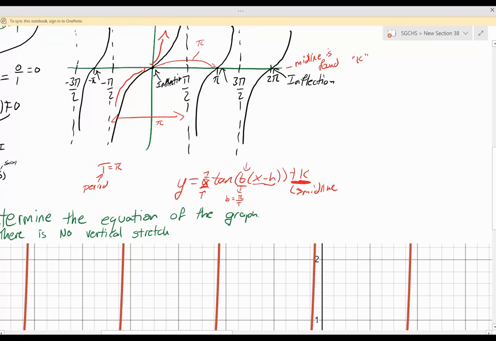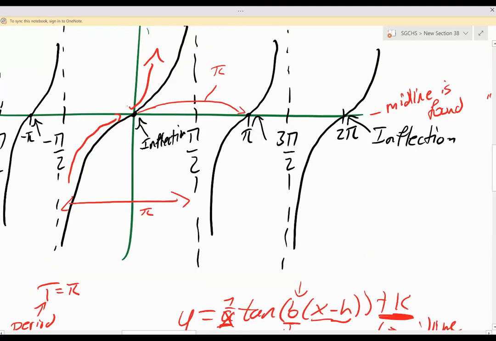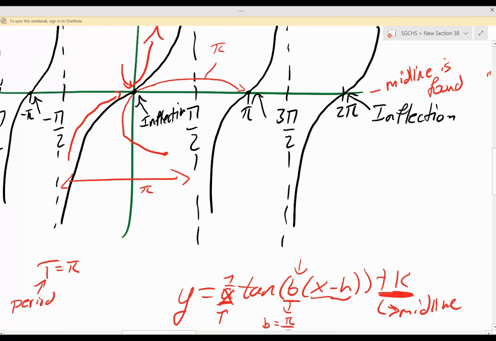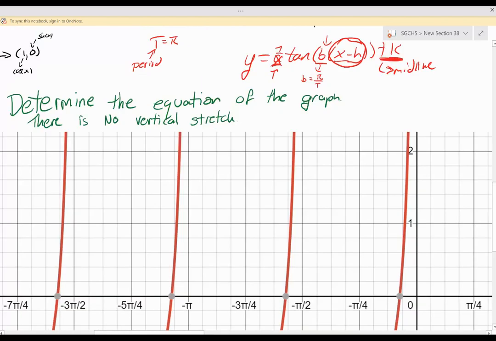But the main way is I always think about this midpoint, this origin inflection point. And then I imagine this thing being moved to different spots. And I think about, okay, well, how far did it go in the x direction? And that will be your phase shift. And we'll look at that. So let's start off here.